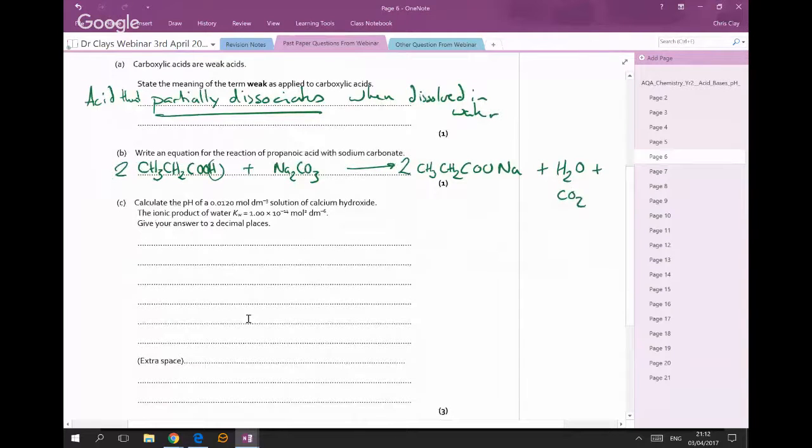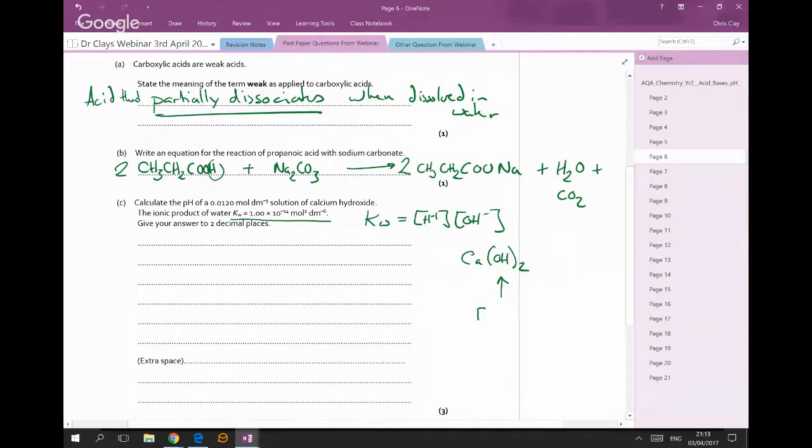Okay, calculate the pH of 0.012 mol dm-3 solution of calcium hydroxide, the ionic product of water, Kw. Okay, so massive hint here. We're given Kw. Kw, we must be talking about a base, H plus OH minus. That's what we've got to think about if we're seeing anything with Kw in the exam. Importantly here as well, I wouldn't expect them to ask this in the exam because you're generally only asked for monobasic, but this is dibasic. In other words, there's two OH minuses per calcium hydroxide.